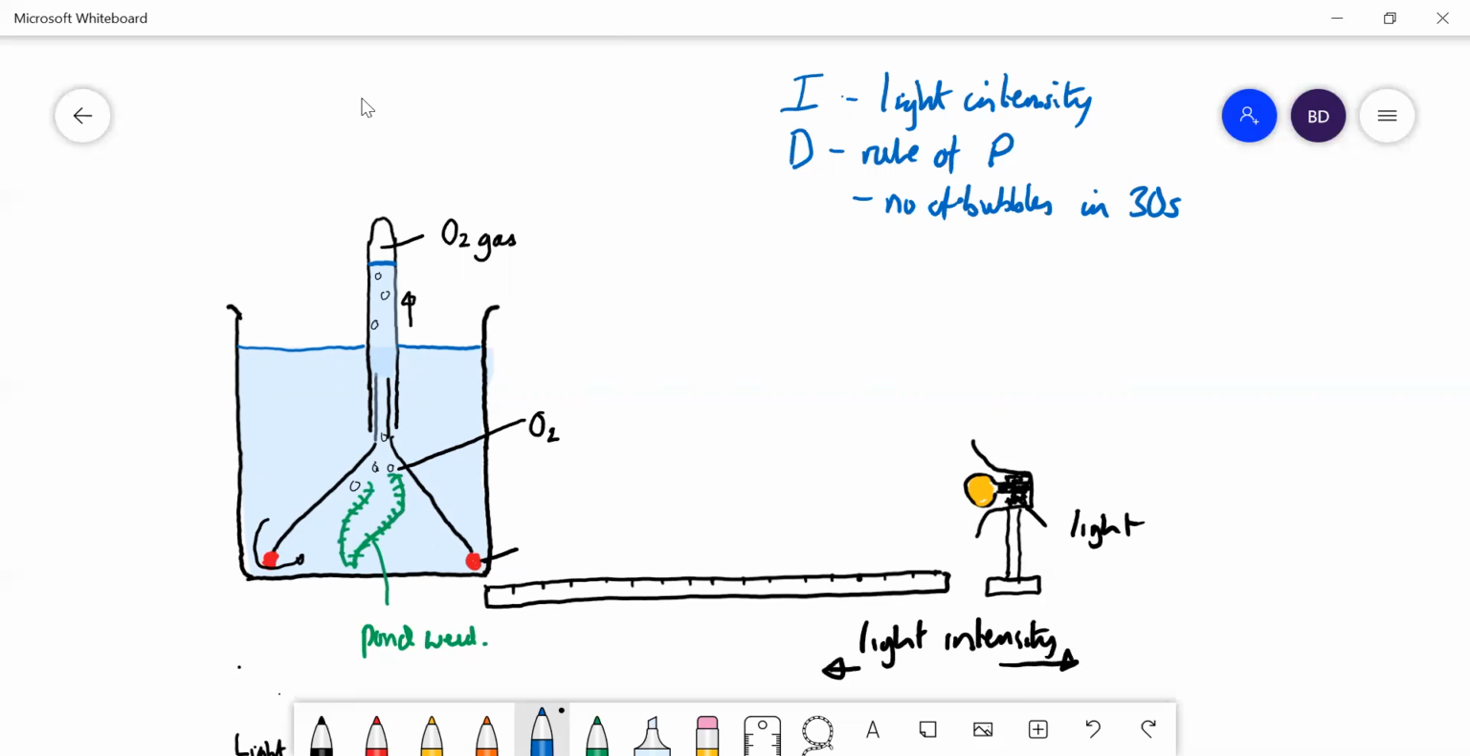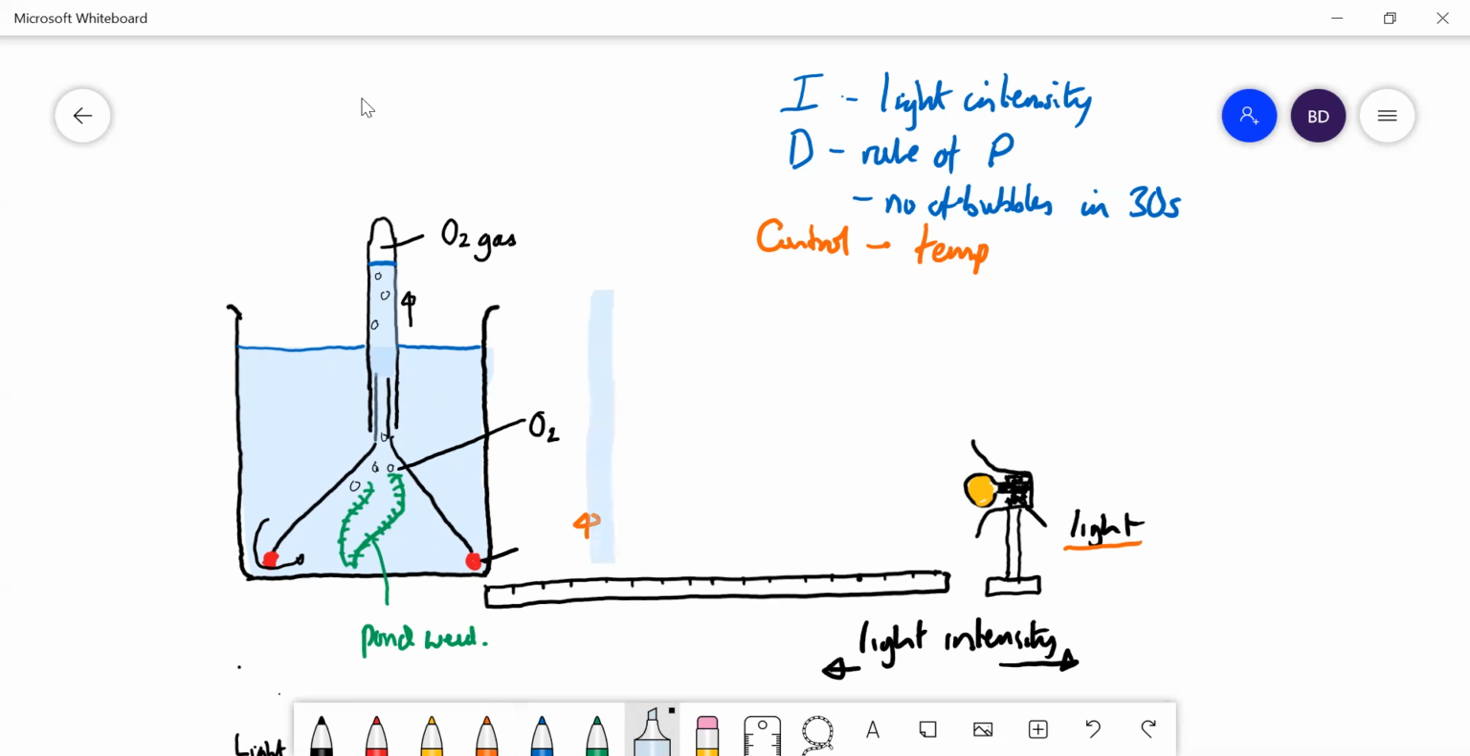Yeah. Right, now let's think about control variables. What do we need to do to make this a fair test? Well, what else affects the rate of photosynthesis? Well, the temperature is pretty crucial, and so we have to be careful here that the temperature doesn't change, and this light might get quite hot, and that might warm up the water. So you have to be careful that that's not the case, particularly when it's quite close up to the beaker, like here.